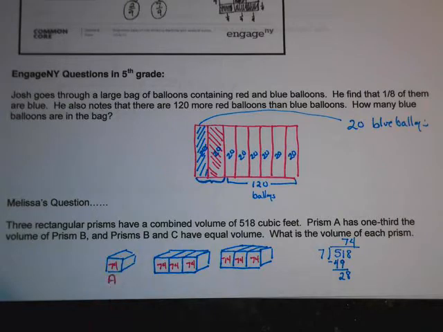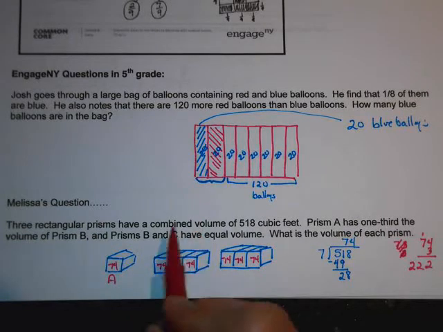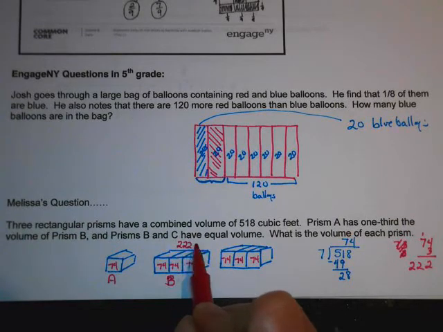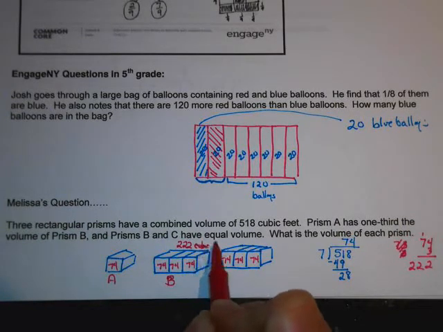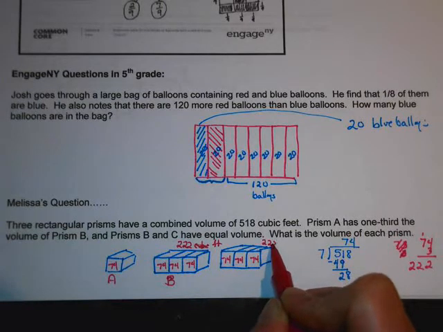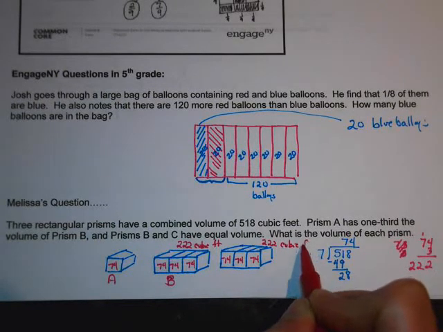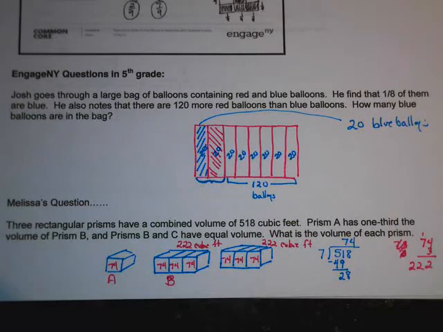Well, this is A. 74 times 3 is 12, 21, 22. So then this is B, so it would be 222 cubic feet, and you get the same, 222 cubic feet. Okay? So anyway, I just thought those were interesting questions.